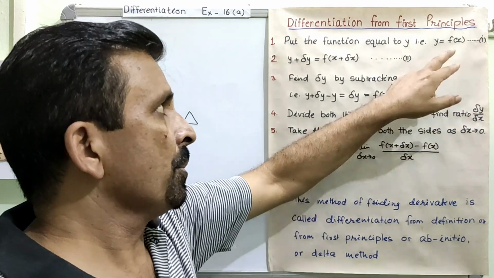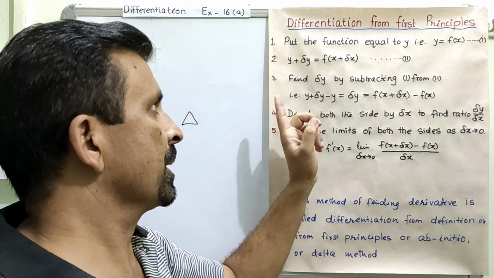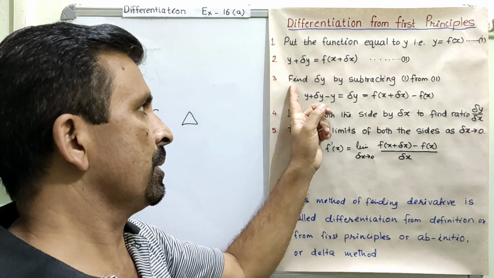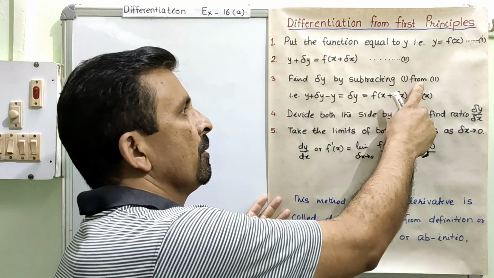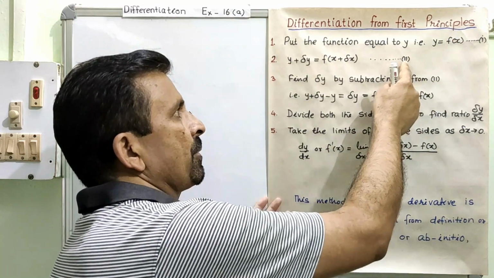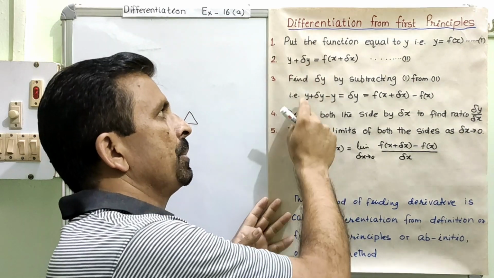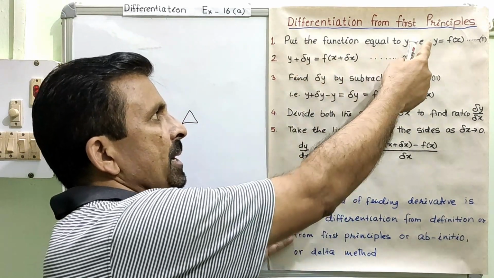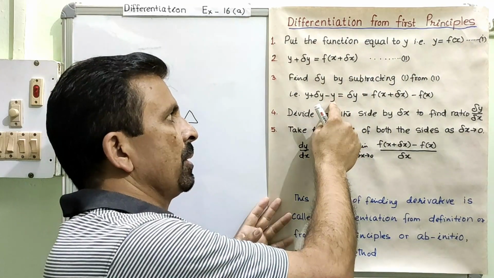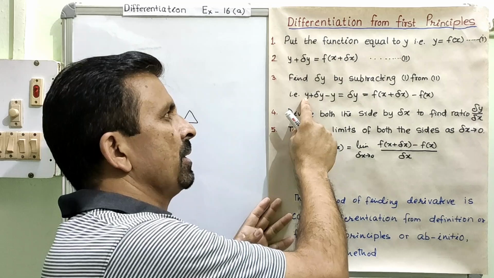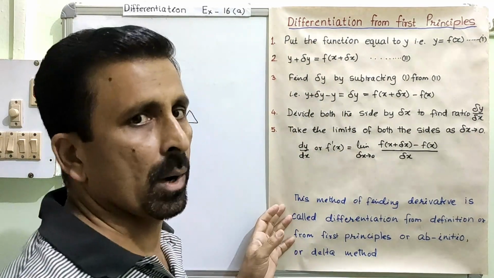Is this okay? Now we will separate equation number 1 from equation number 2 to get the value of delta y. So in step number 3, it's written here, find delta y by subtracting equation 1 from 2. So when you subtract equation number 1 from equation number 2, right, you will be getting the value of delta y, because y plus delta y, you are going to subtract 1 from 2. So first you write y plus delta y, and then you are subtracting equation number 1. So minus y plus y will be cancelled, and you will be left with the delta y, and that is how you will get the value of delta y.